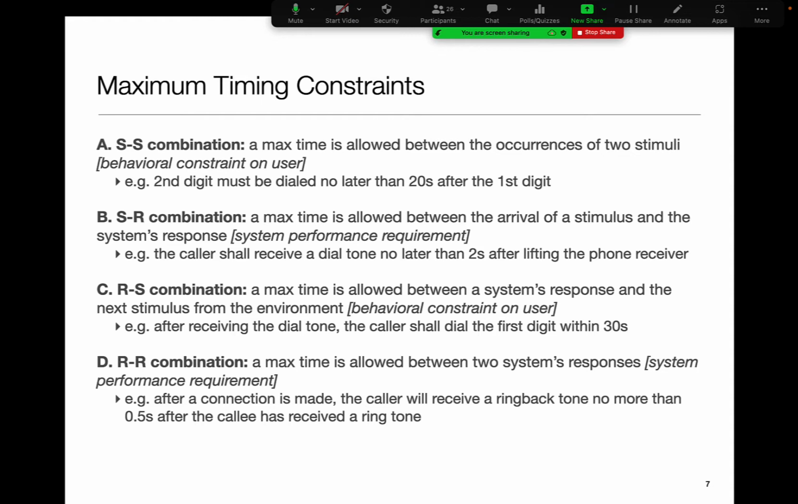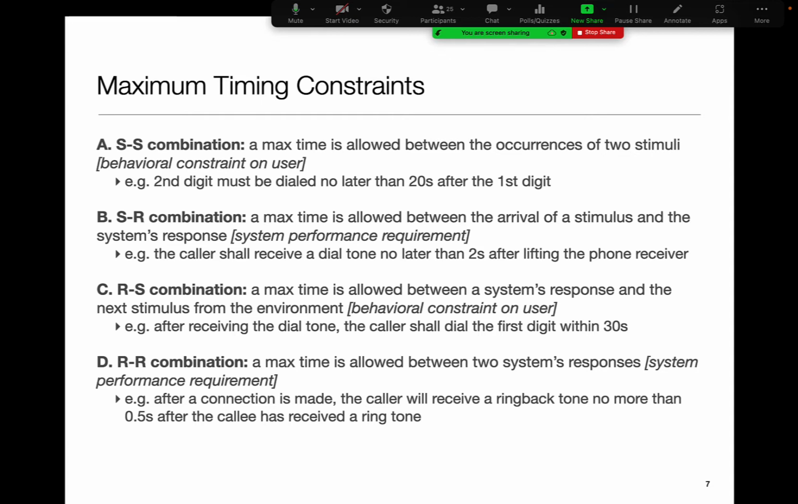If you think of the system and the environment, the input to the system from the environment is like a stimulus, and the output of the system which goes to the environment is the response. So input is stimulus, output is response, and now you can have maximum timing constraints which occur between one input and one output, a pair of inputs, a pair of outputs, or successive events on the same input. So let's look at them.